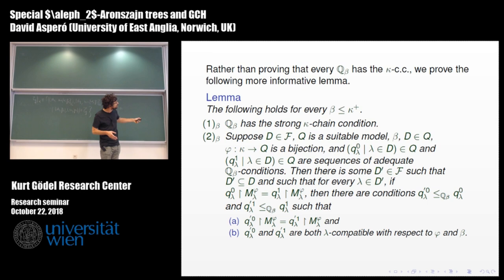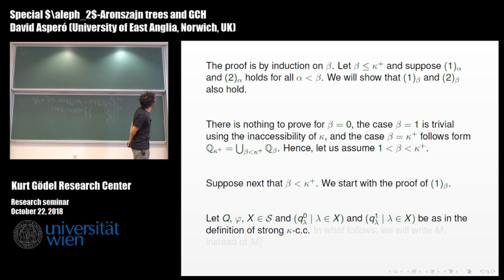So the proof of this lemma is by induction on beta. You fix beta and suppose that one alpha and two alpha hold for lower alphas, and you show that it holds at beta. There's nothing to prove when beta is zero; when beta is one, it's trivial because kappa is inaccessible. The case when beta is kappa plus follows from this equality. So I'll assume that beta is between one and kappa plus, and also positive. And we start with the proof of one beta.